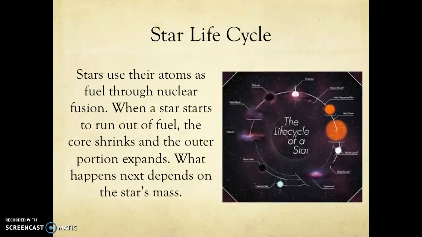All right. So the stars use their atoms as fuel. Now, they only have so many hydrogen atoms that they can fuse together to form helium atoms. So those atoms are used as fuel. When the star starts to run out of fuel, or starts to run out of hydrogen atoms, the core of the star, so the center of it, starts to shrink, and the outer portion of it expands. Now, what happens next depends on the star's mass.